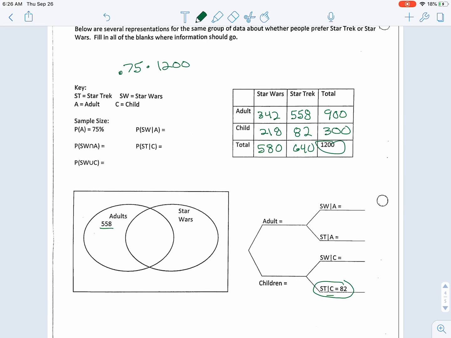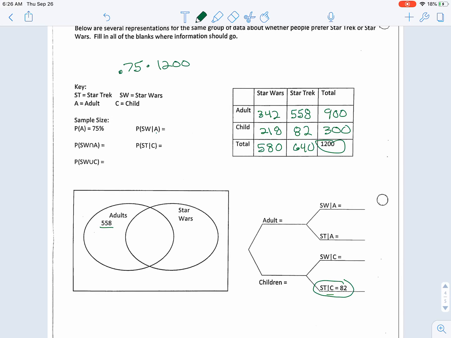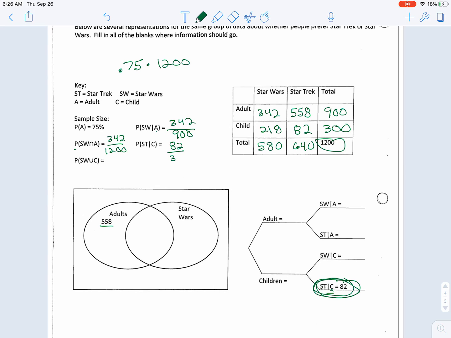This is the probability given that it's adult, that it's Star Wars. So adult, remember, that's your denominator there. And given that it's Star Wars, this here is Star Wars and adult. That would be 342 out of 1200. Okay, given that it's a child, how many like Star Trek? Well, that's the one that was given to us right down here. Now the denominator is going to be children, which is 300.